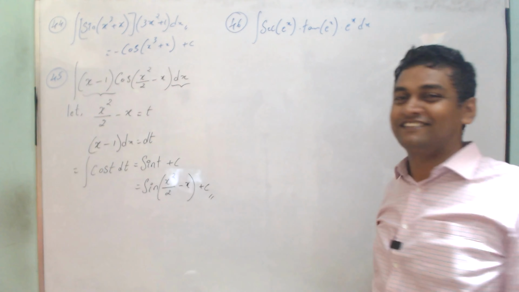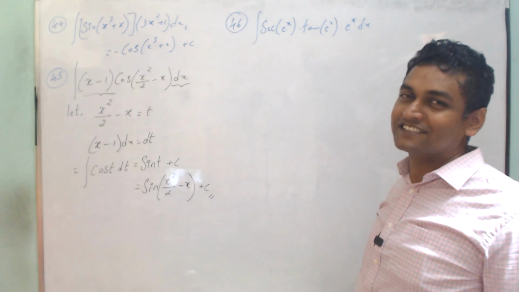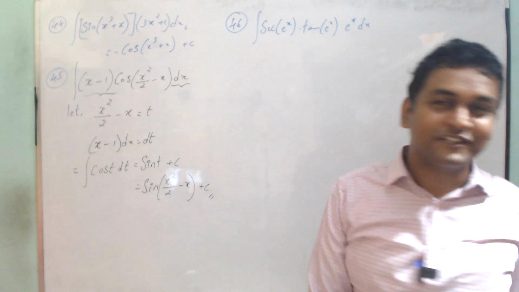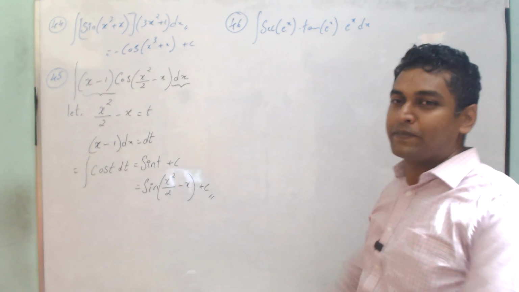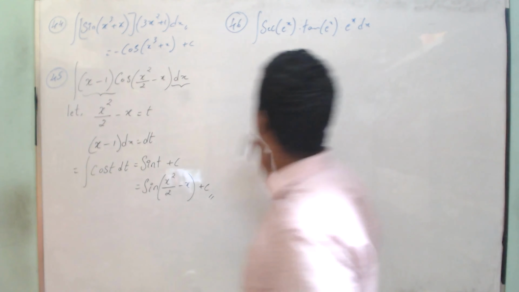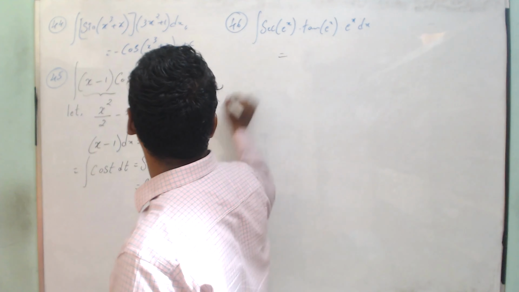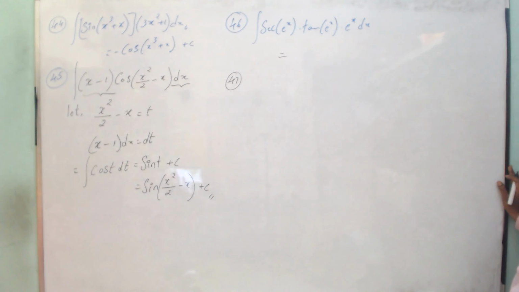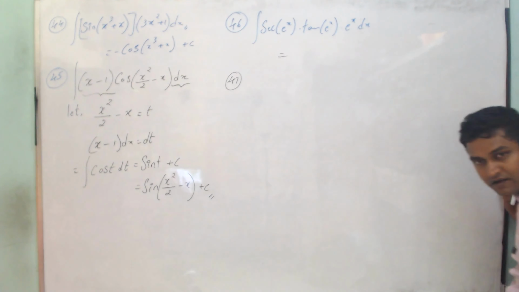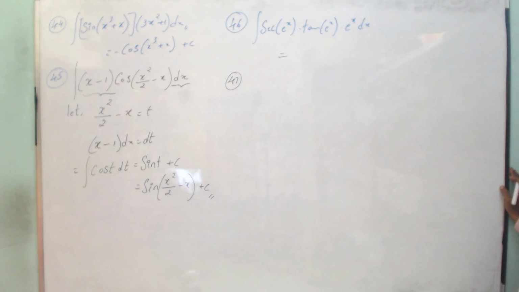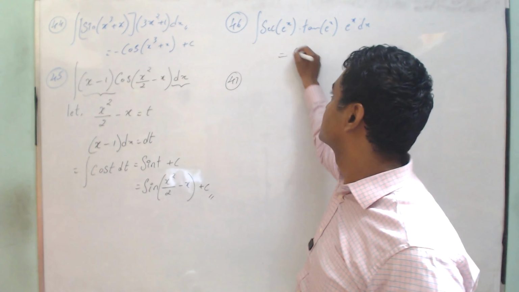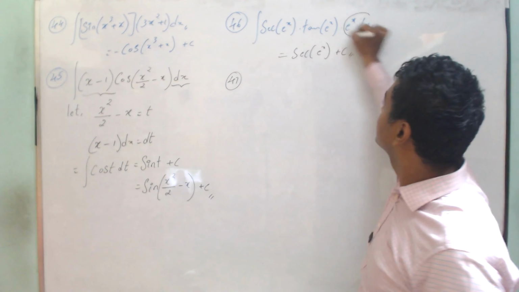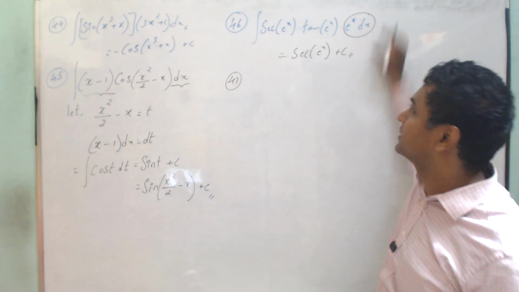This is like the differentiation of e to the power x. So t is e to the power x, dt is also e to the power x dx. This entire e power x dx will become dt, right? Yes. Nice.